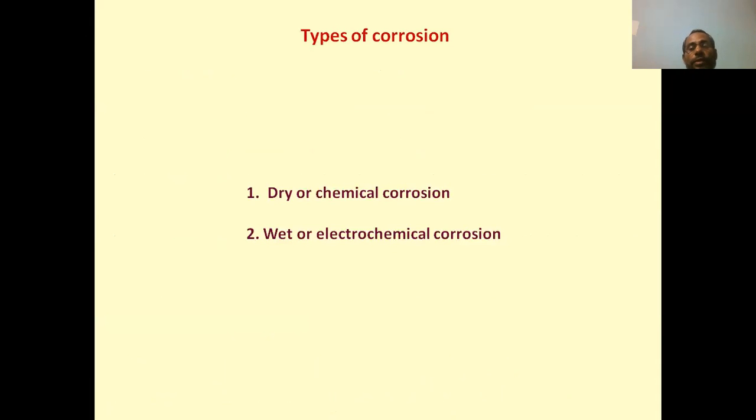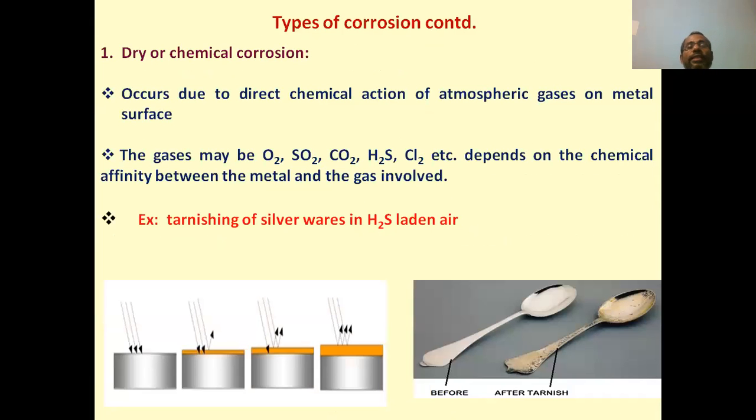Types of corrosion. Primarily, there are two types. It is classified as one, dry or chemical corrosion, and another, wet or electrochemical corrosion. Now have a look into this.